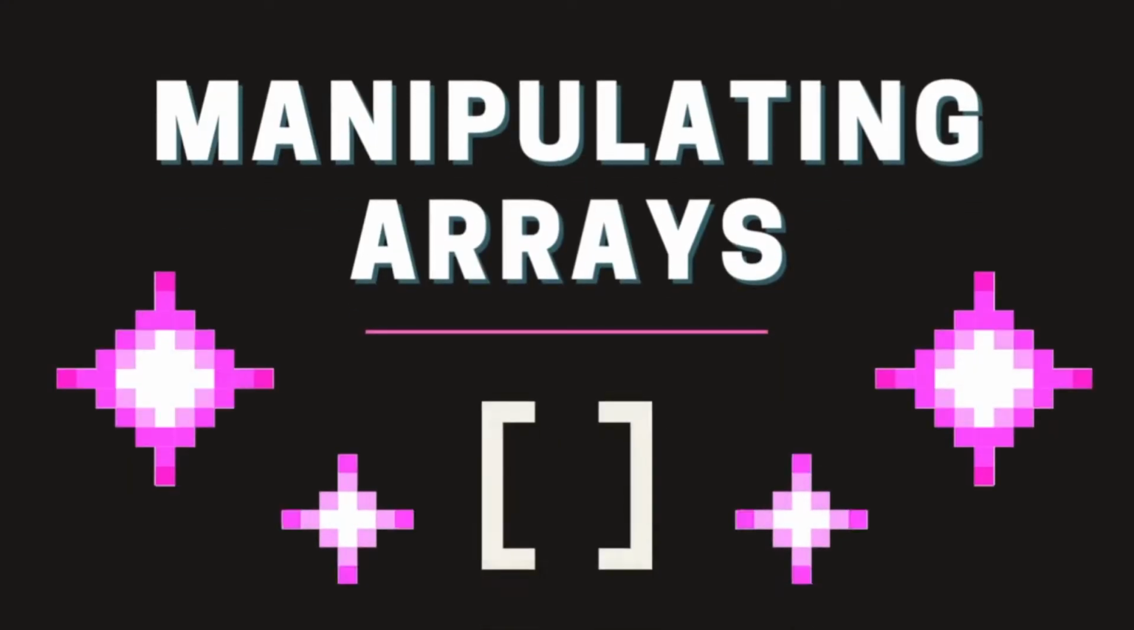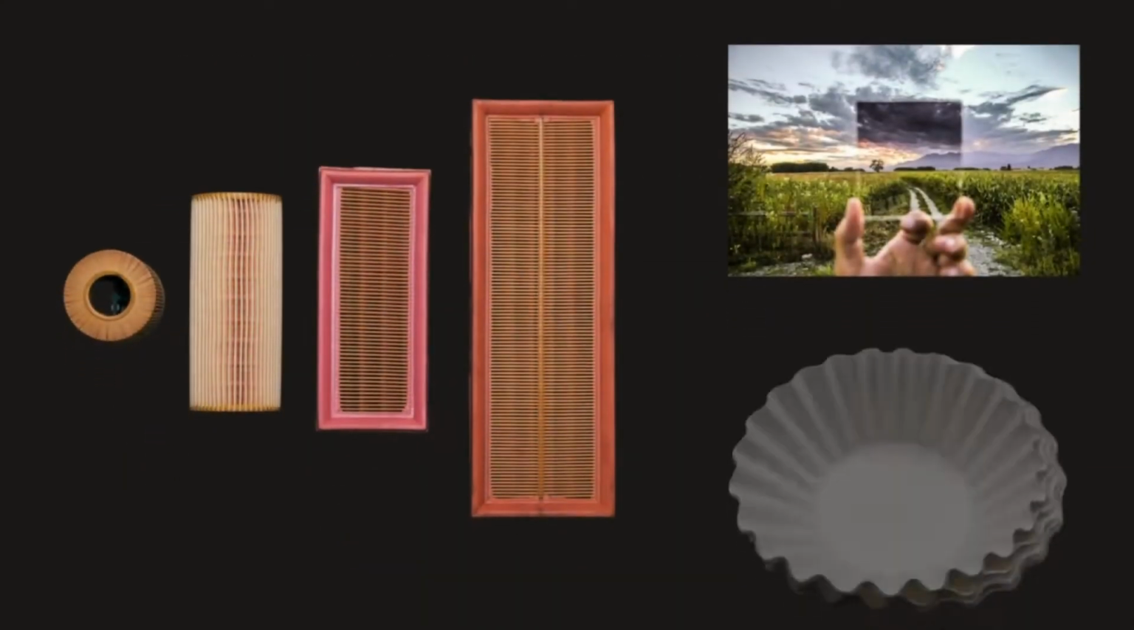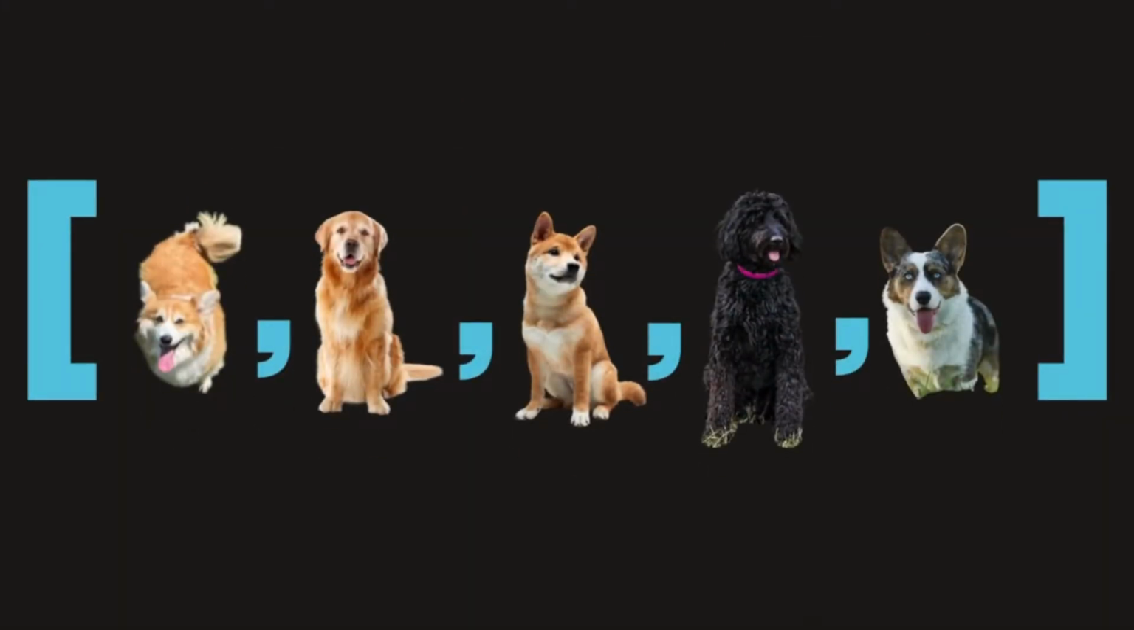This video is a part of a series all about manipulating arrays. Today we're going to talk about filtering arrays. Let's say we have an array of dog breeds, and we want to filter it out to only include the corgi breeds. We can use the filter method.